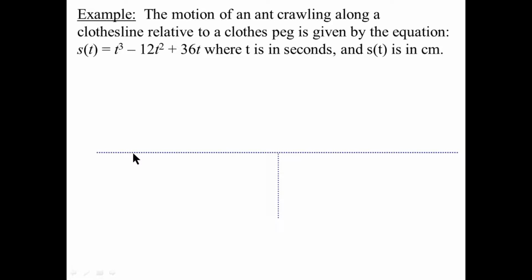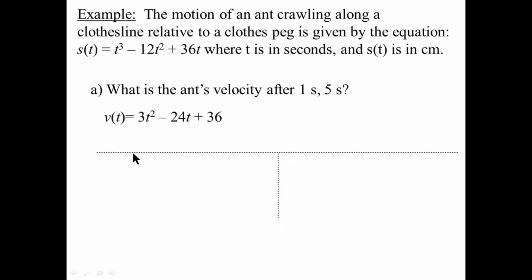Example: the motion of an ant crawling along a clothesline relative to a clothes peg is given by an equation, where t is in seconds and s of t is in centimeters. A. What is the ant's velocity after 1 second or 5 seconds? Well, we'll need the velocity function. That's easy to get. It's just the derivative of s of t.